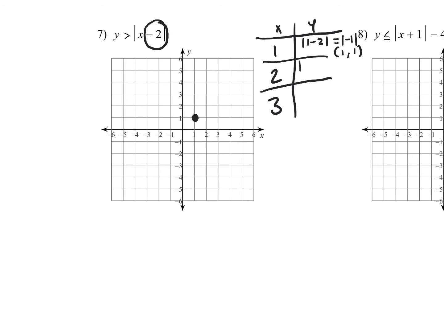Next I plug in 2. So I have 2 minus 2. What's 2 minus 2? 0. So I plugged in 2 and got 0. So I go to the right 2, stay on 0.